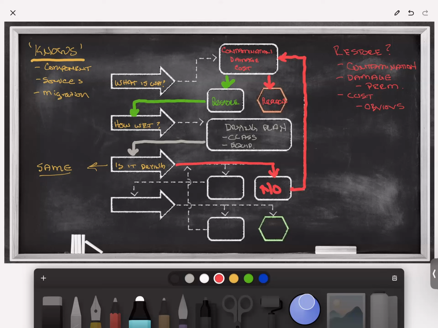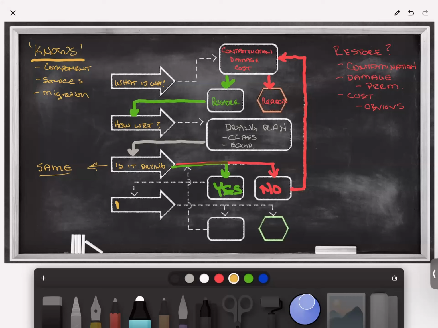So again, the purpose of this process is to ensure that every decision that we make as a restoration professional is grounded in sound reasoning, right? It has justification and something to stand it up. Now, if it is making progress, great, wonderful, okay? It's making progress. So now we ask ourselves the next question. And the next question is simply, is it done?